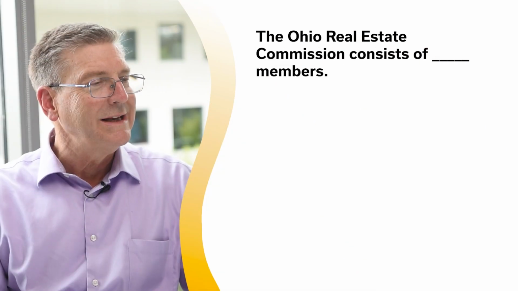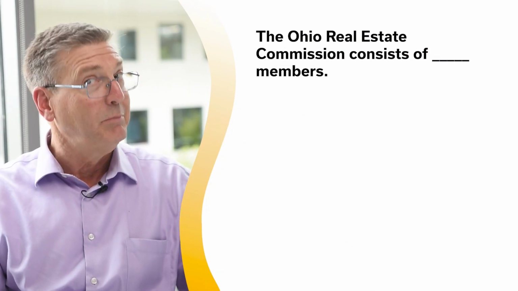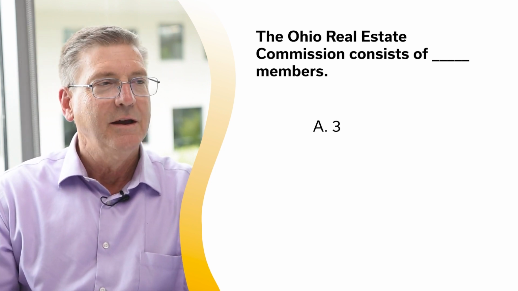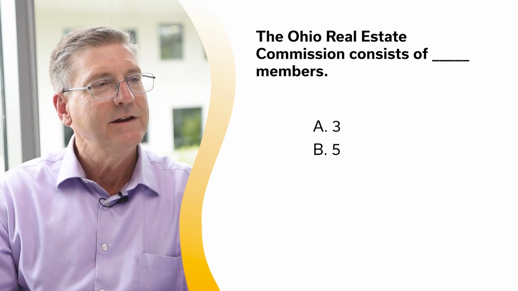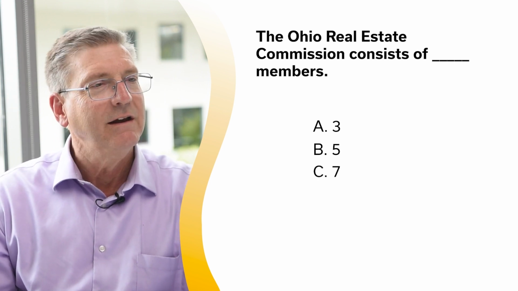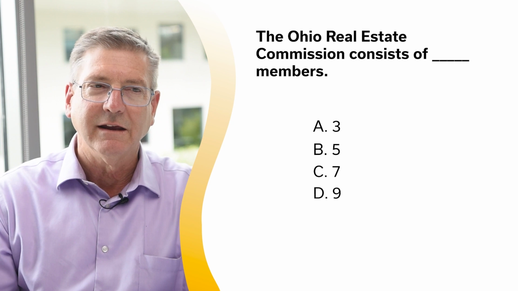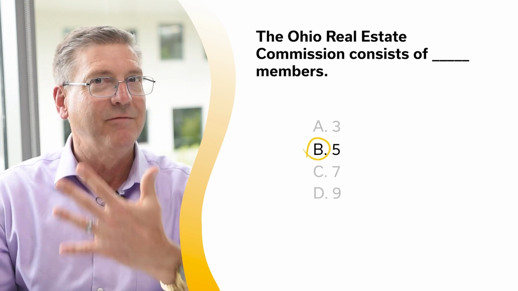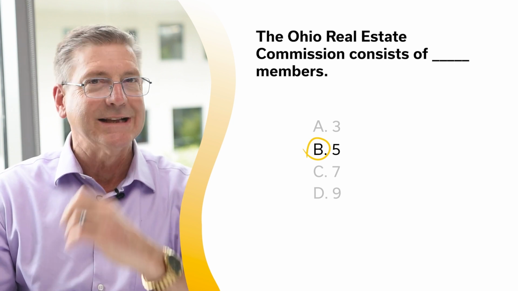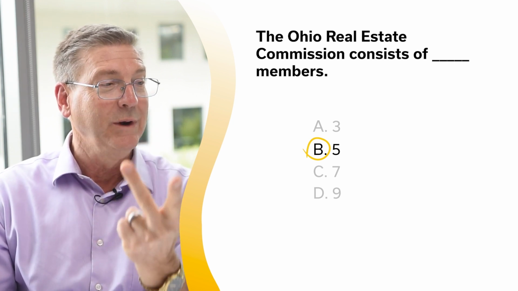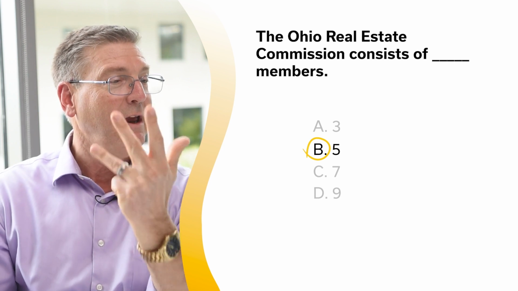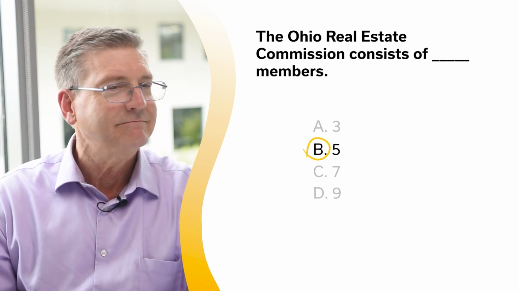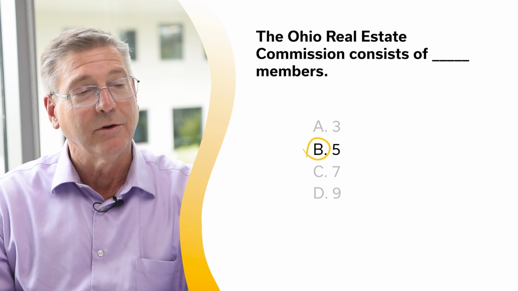The Ohio Real Estate Commission consists of blank members. Is it A, 3, B, 5, C, 7, or D, 9? The correct answer is B, 5. Remember, it's the Ohio Real Estate Commission members, 5. And they're also in there for a 5-year term.